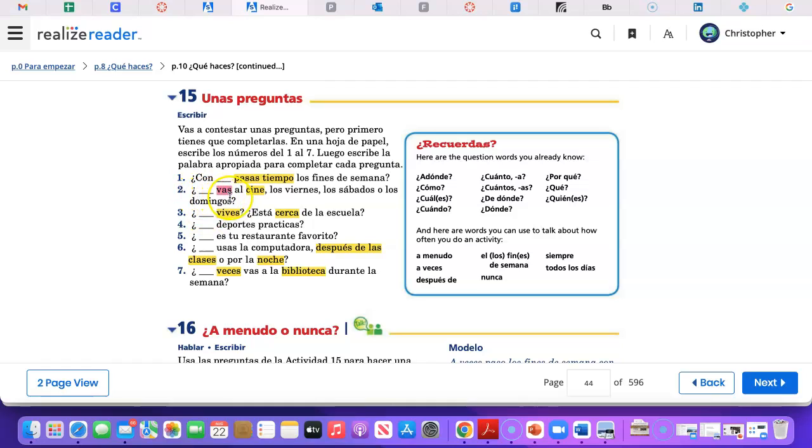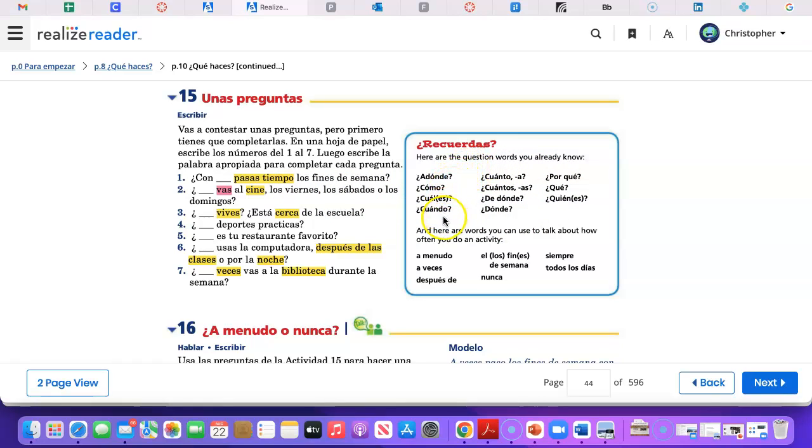Number 2, blank vas al cine los viernes, los sábados, o los domingos. Blank do you go to the movies. This is the verb ir, the verb to go. Voy, vas, va, vamos, right? Let's go, vamos, van. So this question is asking, blank, do you go to the movies? Fridays, Saturdays, or Sundays? So if it's referring to time, right? Those are days of the week. Which interrogative do you think would be best fit for that one?